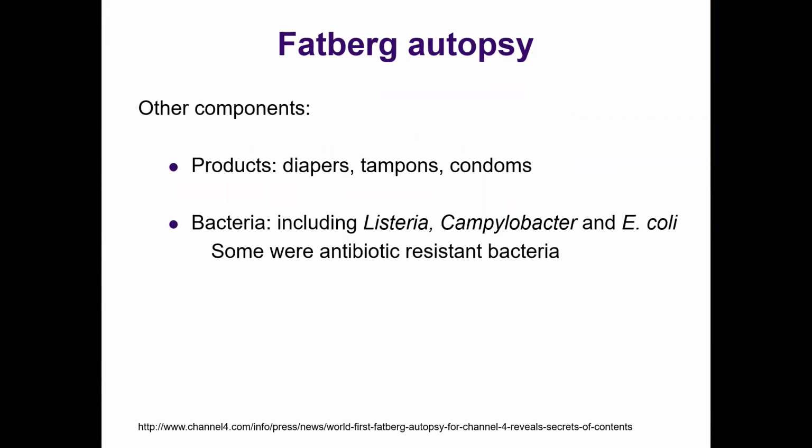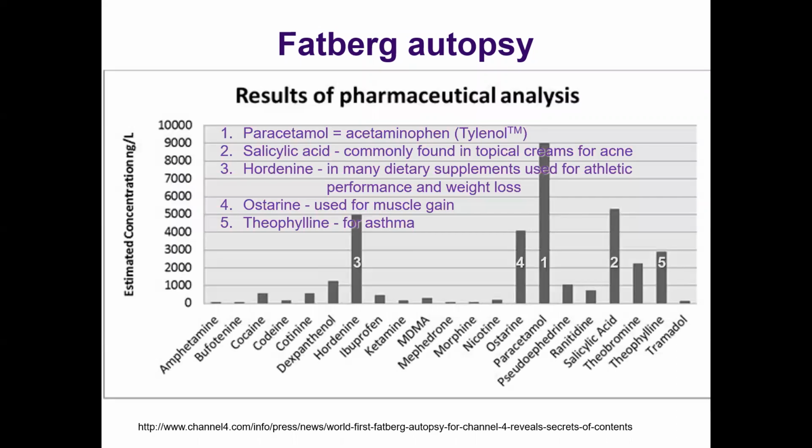Other products in there, probably no surprises. People flush a lot of things besides their poo and stuff. So they found diapers and tampons and condoms. And of course, all sorts of microorganisms were found in the fatberg. Interestingly enough, this is the one thing I found really interesting: they actually did a pharmaceutical analysis. And you can see the top 5, again, probably no surprise what was found in there, right?